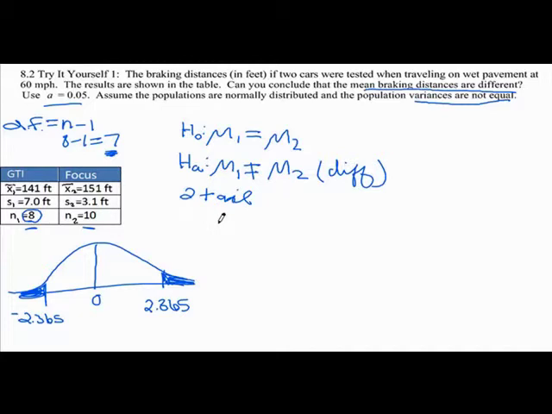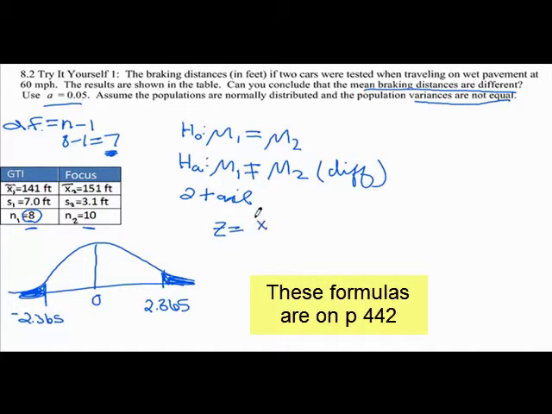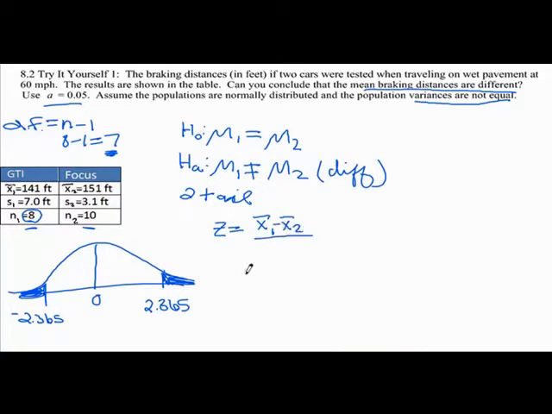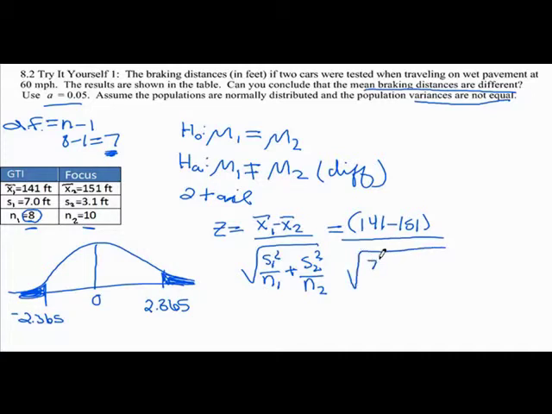Now let's find our z. The formula for our z here is going to be x bar 1 minus x bar 2 divided by the square root of s1 squared over n1 plus s2 squared over n2. It's pretty much the same as the large sample. The big denominator comes about when we have that they are equal. So in this case, we're just going to use 141 minus 151 divided by the square root of 7.0 squared divided by 8, plus 3.1 squared divided by 10.